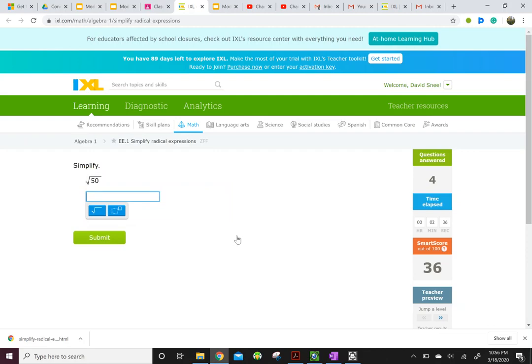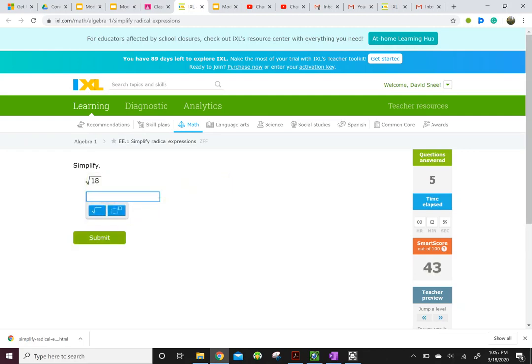Alright, one more, square root of 50. That one, I know I can divide by 25. 50 divided by 25 is 2. Square root of 25 is 5, so that's going to be 5 root 2. Push that radical symbol button, and submit your answer.